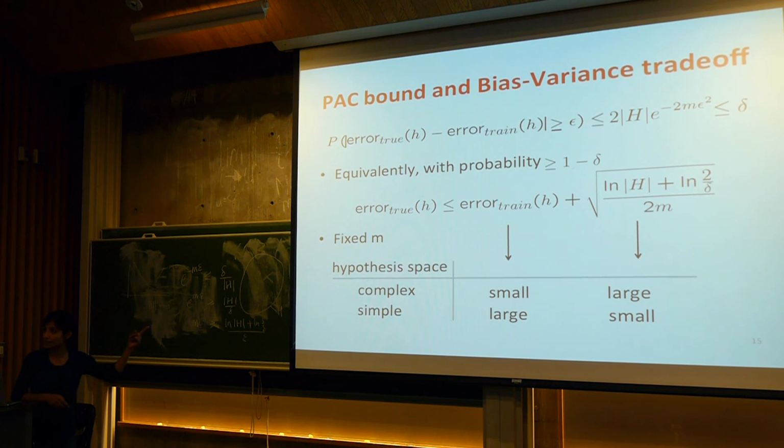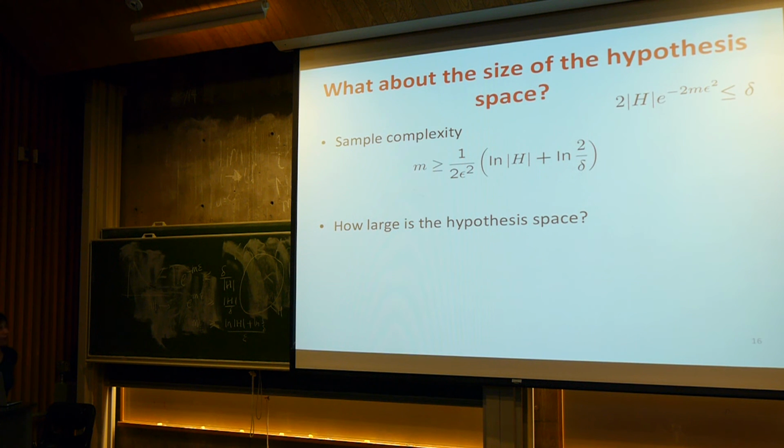So the first was that it only applied to classifiers that had 0 training error. We have fixed that. We also need to fix what happens if we have hypothesis spaces that are not finite, right? So let's get to that. And to understand that, let's look at one example and see what the size of these hypothesis spaces actually is.